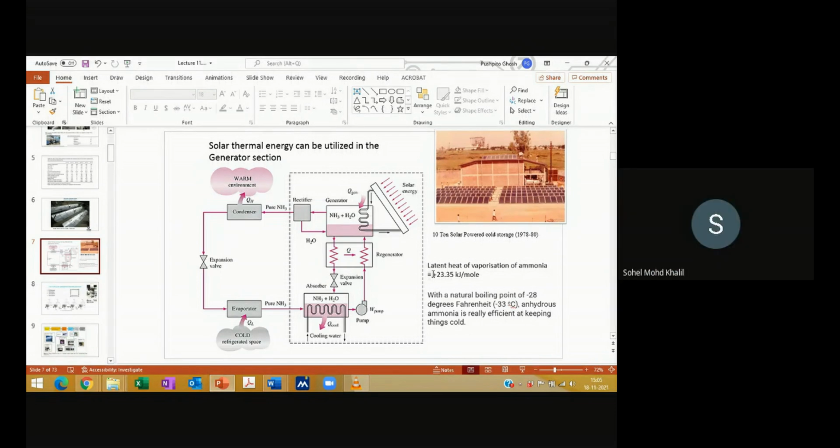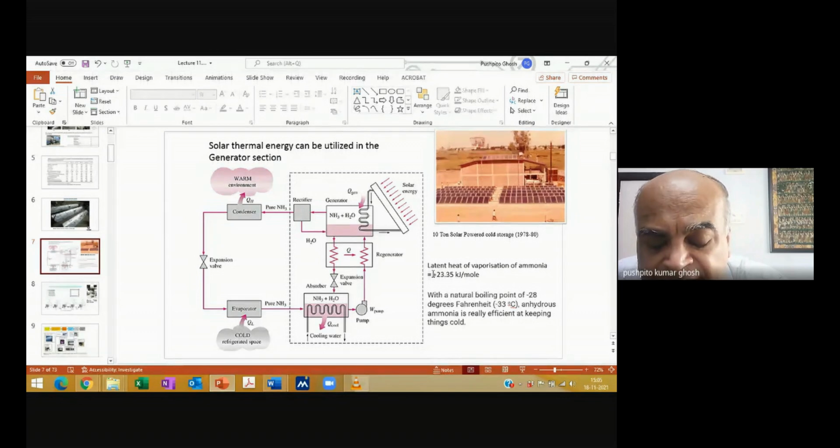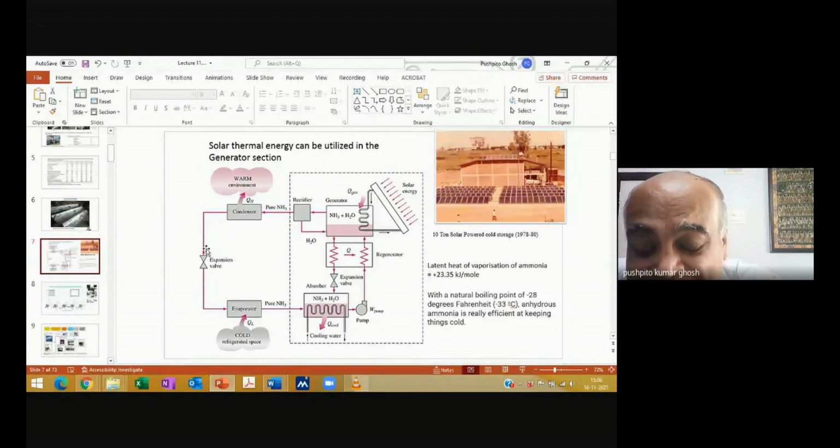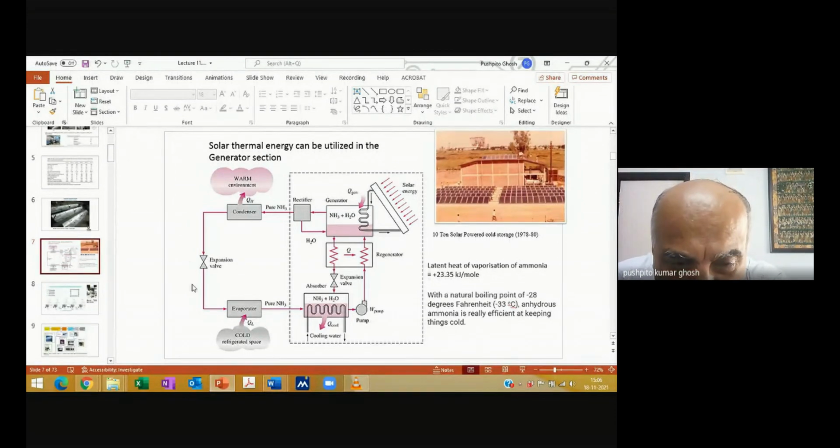Latent heat of vaporization. Where is it getting it from? It uses its own sensible heat. It will take the heat from the ammonia itself, the liquid ammonia. And so part of it is now vaporizing, going off, which will get absorbed here.